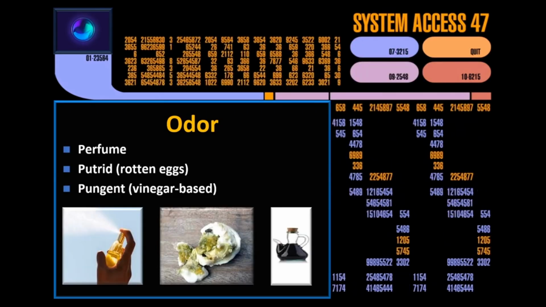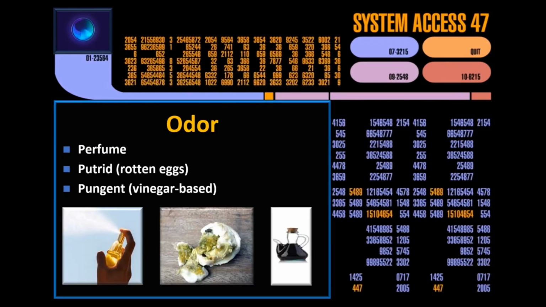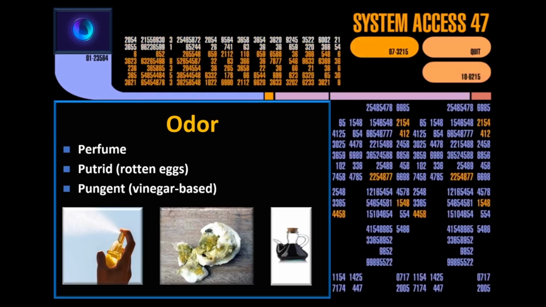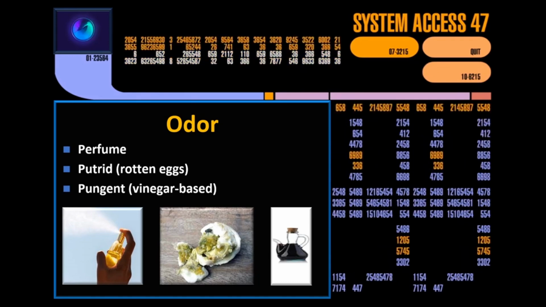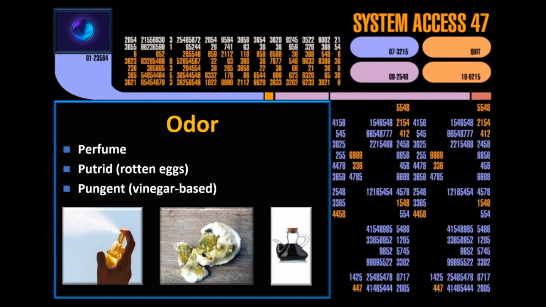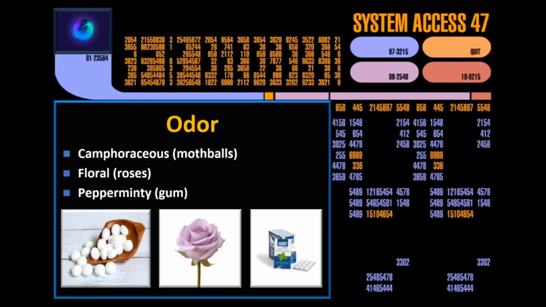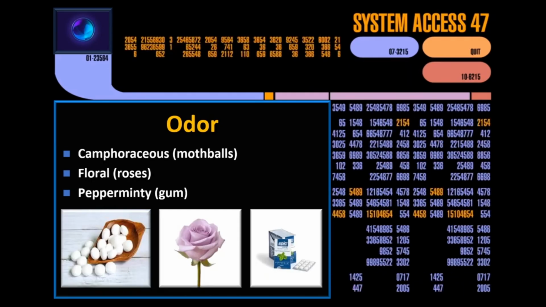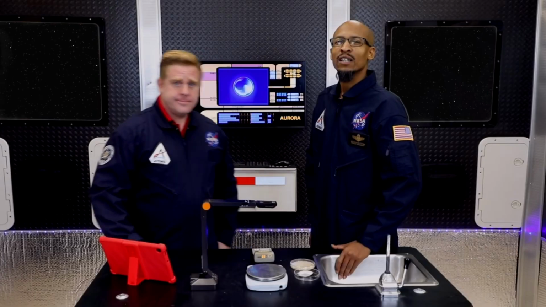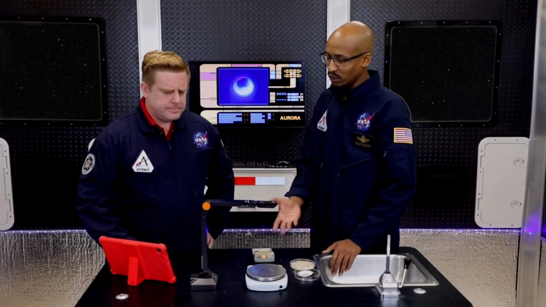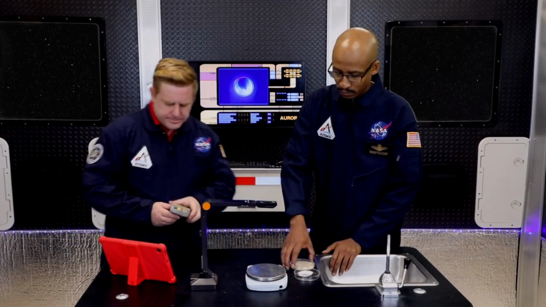There are 6 basic classifications, which are musky, which would be perfume-like, putrid, which would be the odor of rotten eggs, pungent, which relates to a vinegar-based smell, camphoraceous, which is like mothballs, floral such as roses, or pepperminty like gum. Good. Now let's go ahead and use our sensor to evaluate our soil sample.